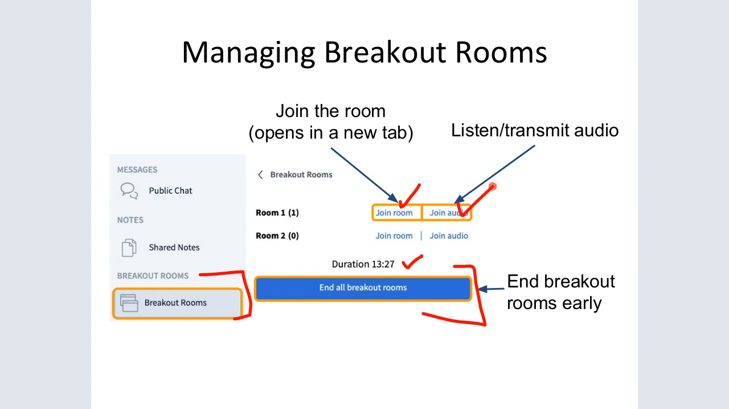Whereas if you listen only or join audio only, what happens is you're only transmitting two-way audio into the session. Students will actually see a little speaker icon appear in their users list to let them know that you're in the session. You'll be able to hear them and speak to them, but you won't be able to interact with the user interface of that particular breakout room.